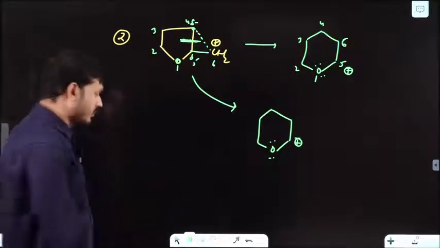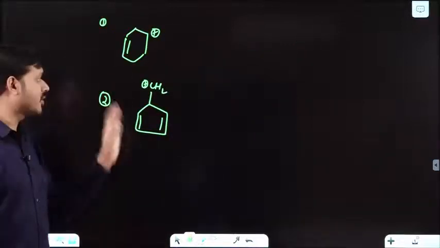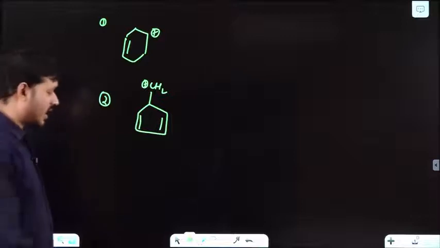Okay, so students, in these two given cases, now you have to find out the most stable form of carbocation.